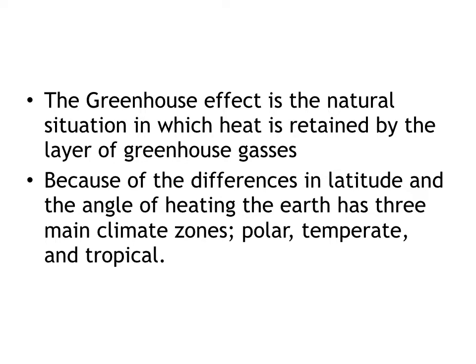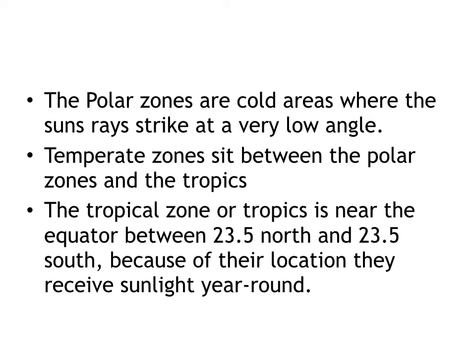Because of the differences in latitude and the angle of heating, the Earth has three main climate zones: polar, temperate, and tropical. So the polar zones are where the sun's rays strike at a very low angle. So they're not going to get a lot of sunlight. So the polar zones are obviously going to be very, very cold. Those are going to be the zones where they have the 30 days of night and 30 days of sunlight because of the tilt of the Earth on its axis. Those low angle sun rays will hit them constantly or not at all for certain periods of time. But the lack of sunlight is really what's going to keep it cold.